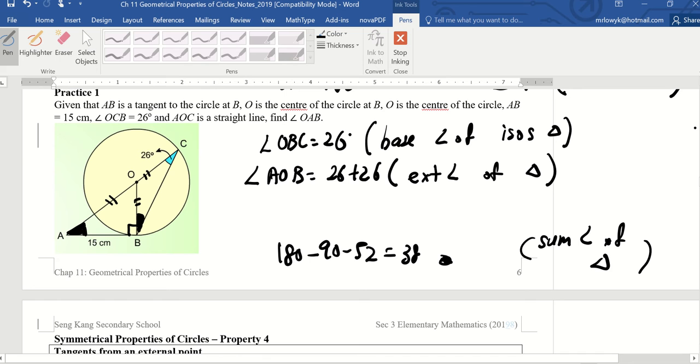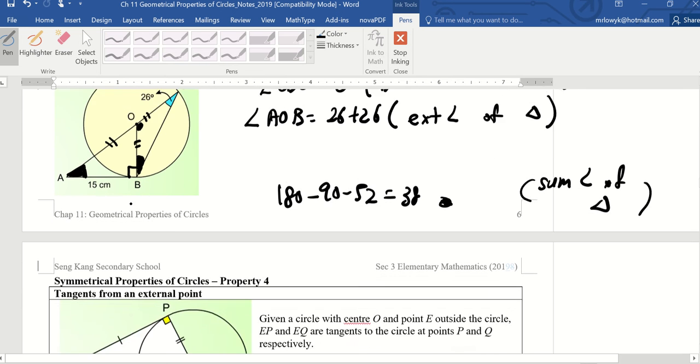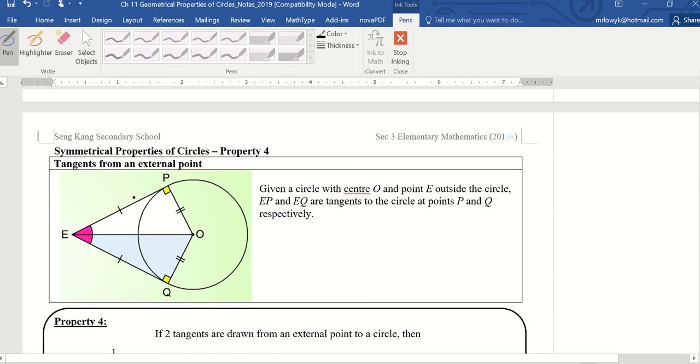Okay, let's go to property number 4 now. Listen, now this one, let me show you. How do you recognize it? Can you write down? I have two tangents. For this property, you must see two tangents. And where are the two tangents? The two tangents are PE and EQ. When you see two tangents like that, and they meet, then the property is born.